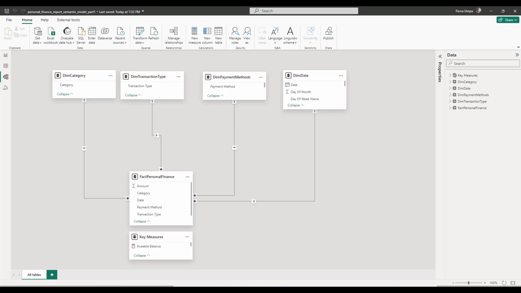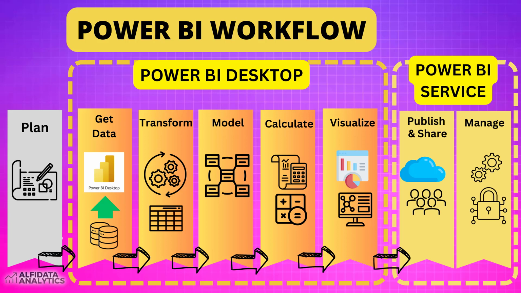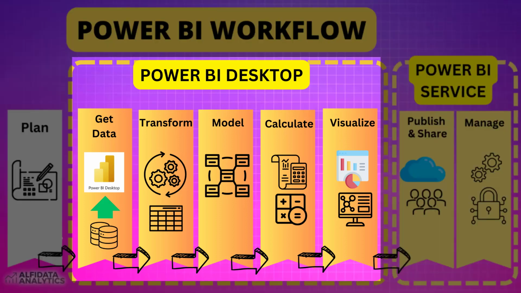So let's get started. Before we start, I'd like to just remind you once again about the Power BI workflow. We'll be focusing on Power BI Desktop in this video. We'll get the data, then transform the data using Power Query Editor. Then in the model stage, we'll apply the star schema modeling technique. Moving on to the calculate stage, we'll apply DAX to create our measures and our calculated columns. DAX is Data Analysis Expressions.